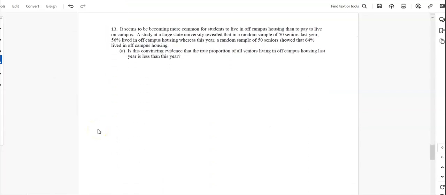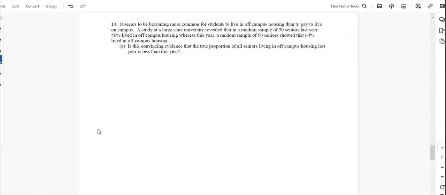Okay, finally, one more thing. We've got a 2-prop z-test to do. It seems to be becoming more common for students to live in off-campus housing than to pay to live on campus. A study at a large state university revealed that in a random sample of 50 seniors last year, 56% lived off campus, whereas a random sample of 50 seniors this year showed 64% lived off campus. Is there convincing evidence the true proportion of all seniors living off campus last year is less than this year?